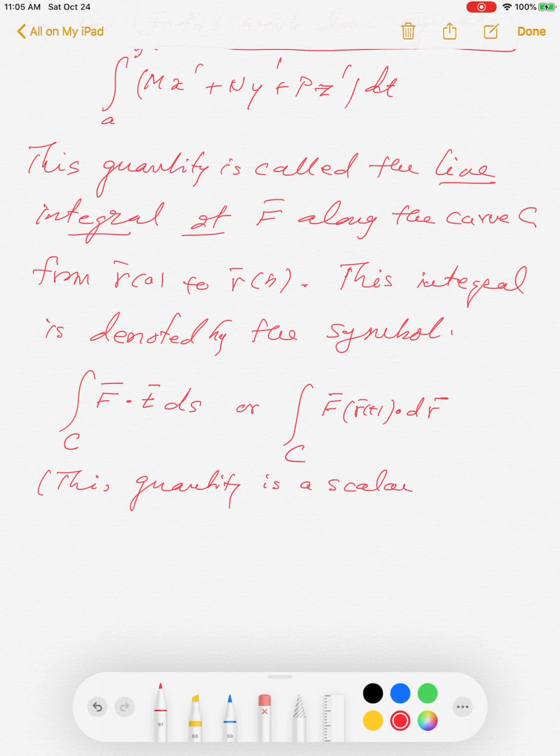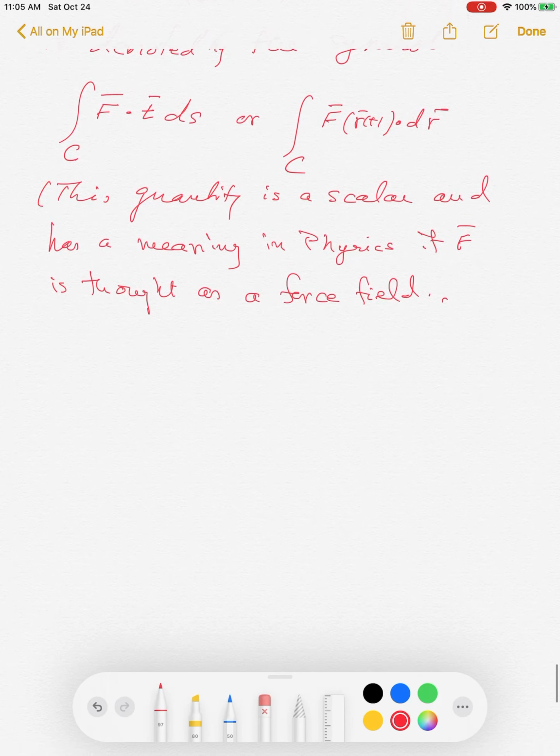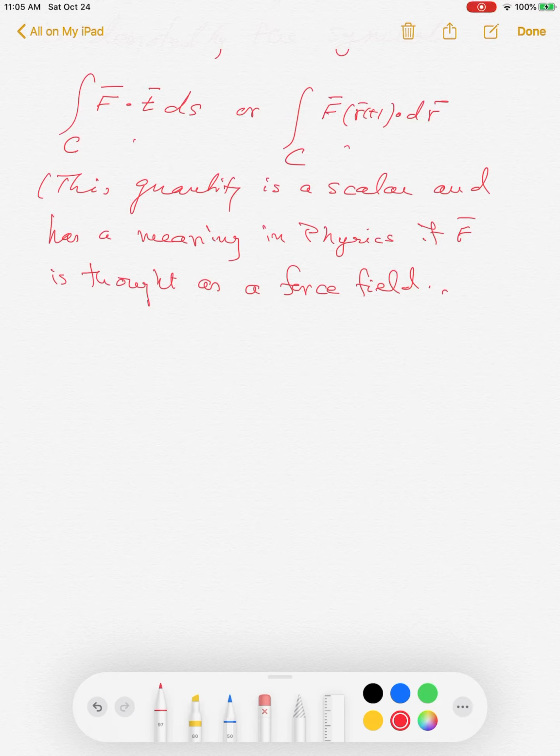This quantity is a scalar and has a meaning in physics. If F bar is thought of as a force field, or just a field as physics people will call it, it's the work done in the field F to move a point from r bar A to r bar B along the curve C. So for math, we will first try to compute these things, then I'll tell you why these two notations actually capture this idea. So first, some problems.